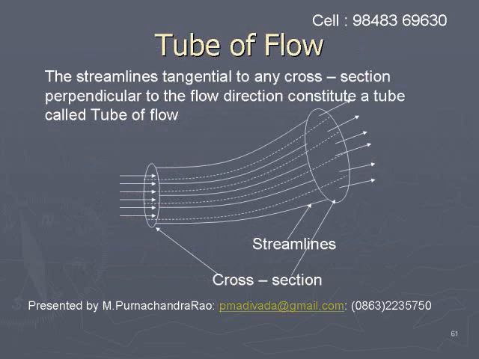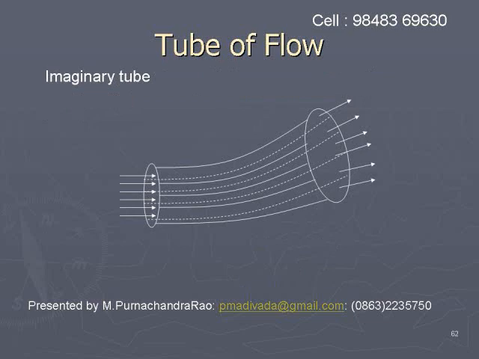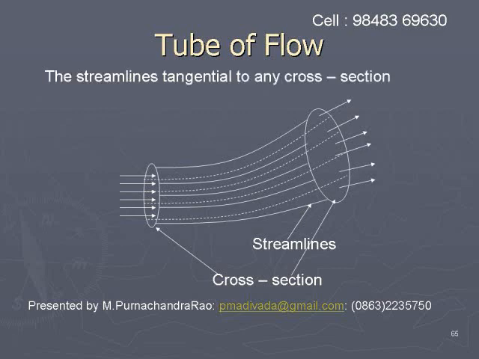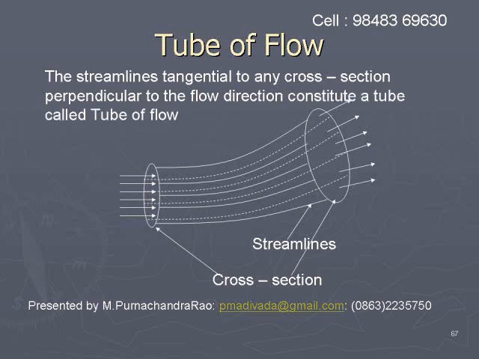Tube of flow. It is an imaginary tube. Let us take the streamlines and consider a circular cross section perpendicular to the flow of the fluid. Consider the streamlines tangential to this cross section. These streamlines can be imagined to be flowing along the surface of a tube. Such an imaginary tube is called a tube of flow.